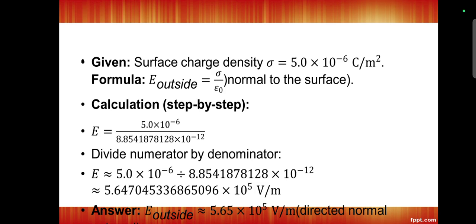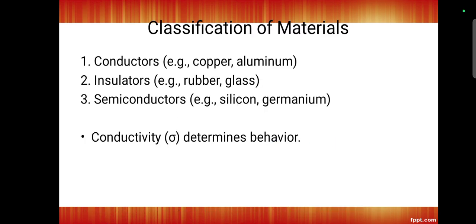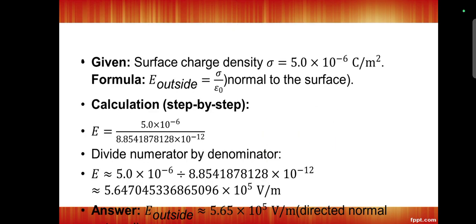So substituting these two values, E is equal to 5.0 into 10 power minus 6 divided by the epsilon naught value 8.854 into 10 power minus 12. So the final answer is equal to 5.64 into 10 power 5 volt per meter. This is the value of electric field intensity.